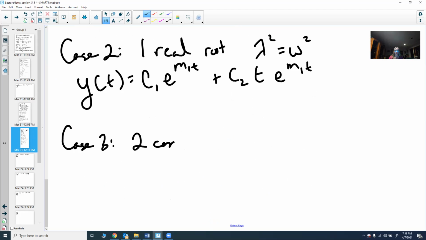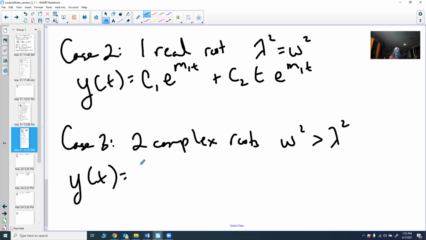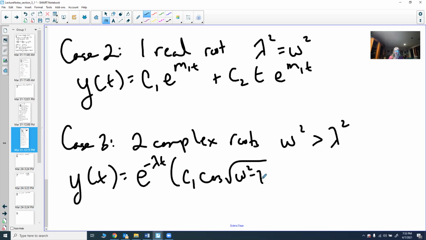And then the next thing is case 3. And that would be 2 complex roots. And that would happen if omega squared is bigger than lambda squared, because then you'd have a complex number. And then your y of t would be, well, you'd have e to the minus lambda t, because that's your real part, times c1 cosine of your imaginary part. And your imaginary part is the square root of omega squared minus lambda squared, because we want it to be positive. And omega squared is bigger, so we put that one first. It gets rid of the i, plus c2 sine of the square root of omega squared minus lambda squared. And so there's those solutions we could have.